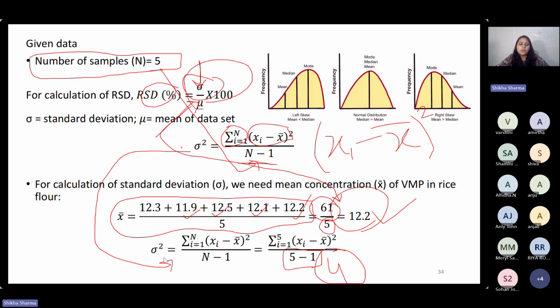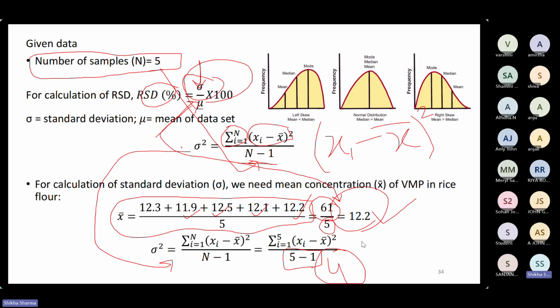So this formula now becomes standard deviation square is equal to the summation from 1 to 5 of the square of whatever is the difference for each sample from the mean. So we will take their square, then sum them, and divide by 4.